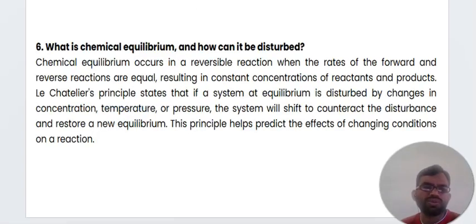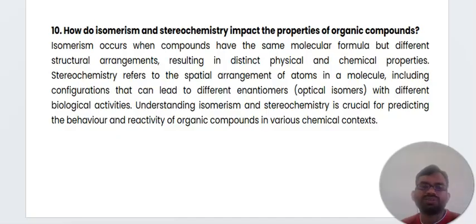You can see these questions and what are the equilibrium, and some of these, what is isomerism. How do you distinguish between isomerism and stereochemistry, impact on the properties of organic compounds? So you can see isomerism occurs when the compounds have the same molecular formula with differences.